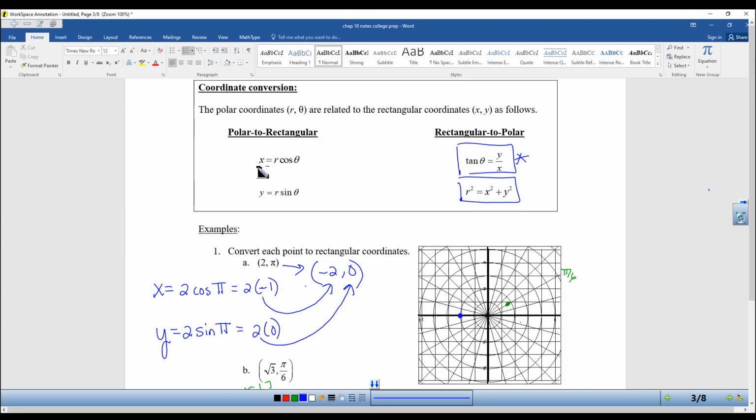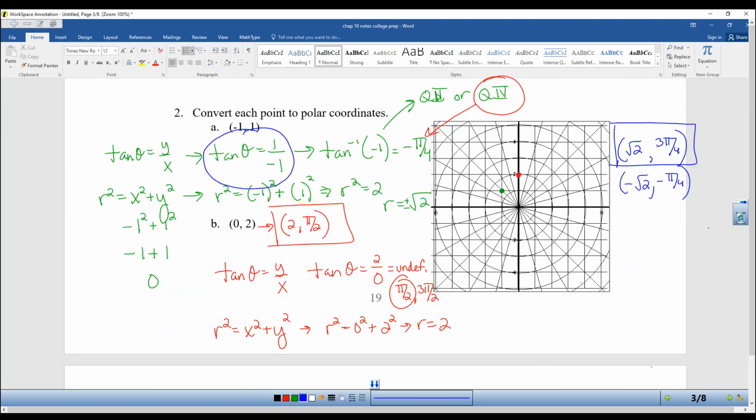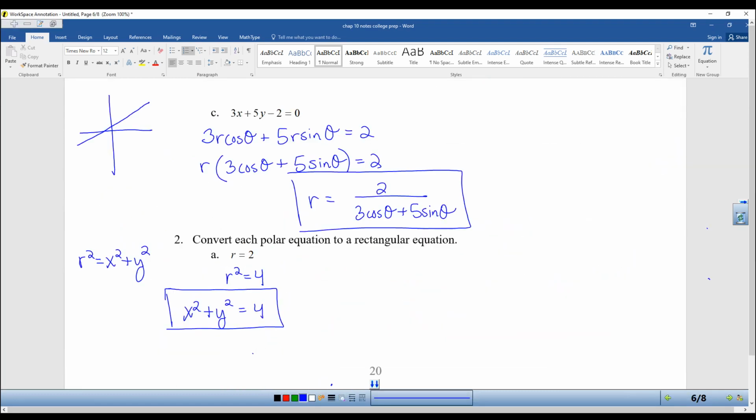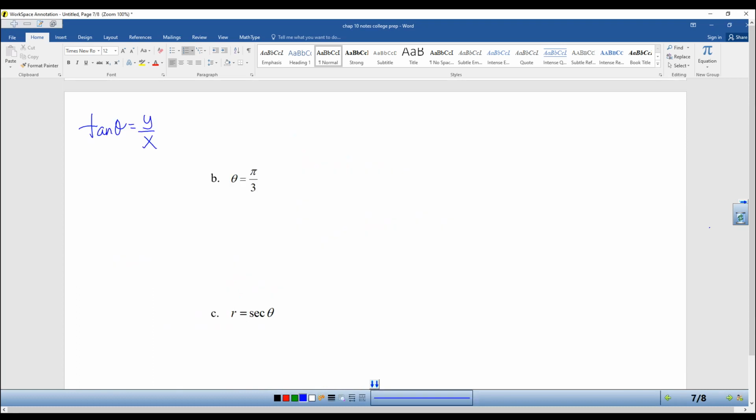Unlike before, where every time you see an x, change it to r cosine theta, and every time you see a y, change it to r sine theta, now you're going to have to make it look like one of these. So we did that the first time by squaring the r, and this time we're going to do it by taking tangent of both sides. And then I can replace tangent with y over x. And I actually know this. Tangent of pi thirds is the square root of 3. And now all rectangular systems, we solve for y. So I can write that as y is equal to the square root of 3x.